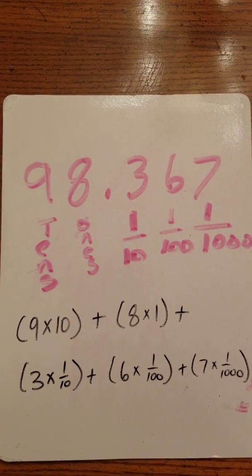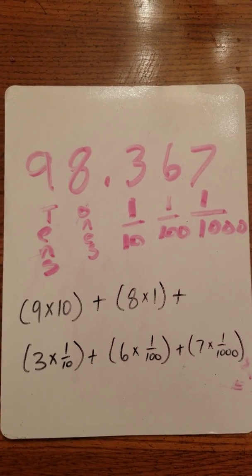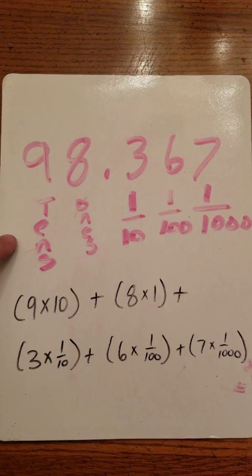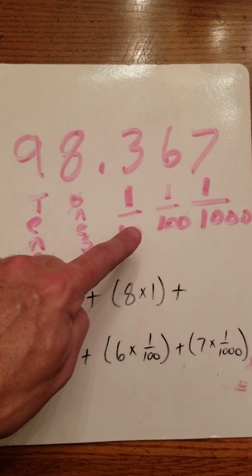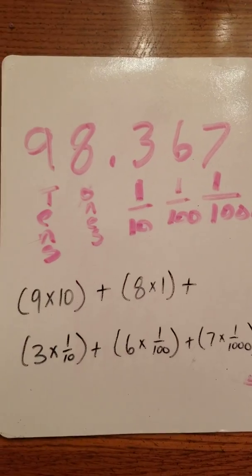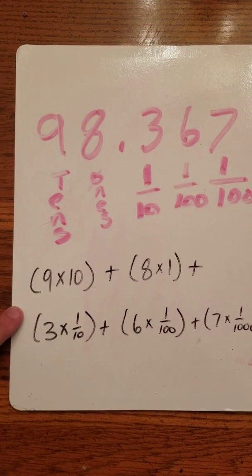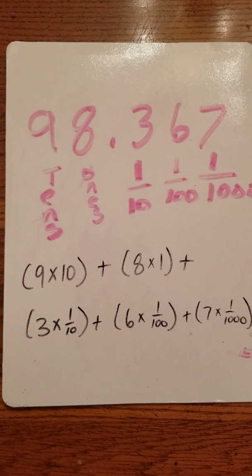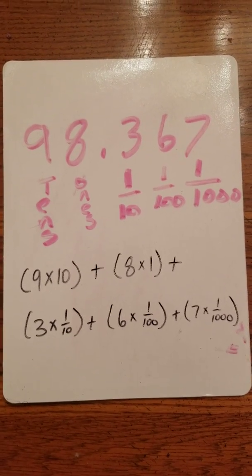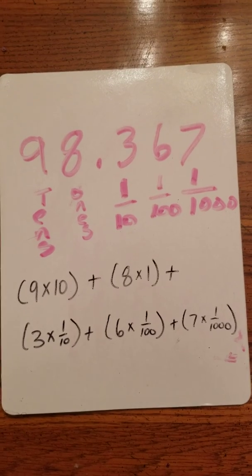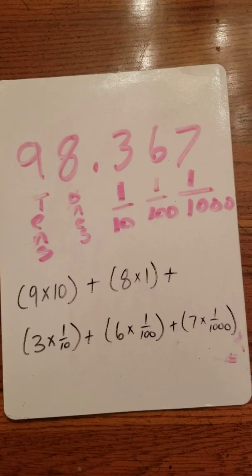So number 8, we have to take 98.367 and turn it into expanded form. The 9 is in the tens column, the 8 is in the ones, the 3 is in the tenth, the 6 is in the hundredth, and the 7 is in the thousandth column. So all we do is we just put those in brackets and take each digit and multiply by its place value column. So we have 9 times 10, 8 times 1, 3 times 1/10, 6 times 1 over 100, and 7 times 1 over 1,000. And all those are in parentheses with plus signs in between.